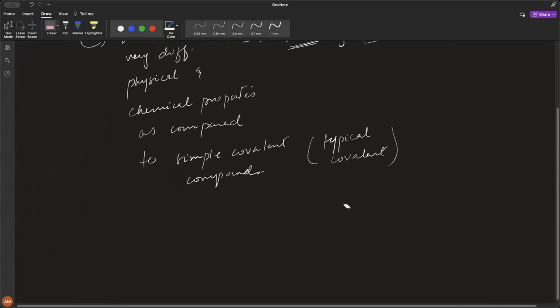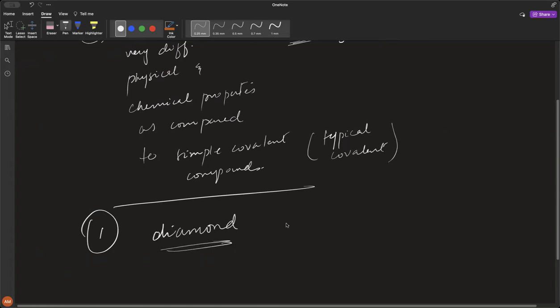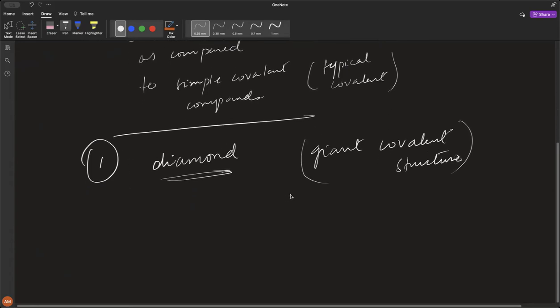All right, let's get into each of them. Let's start with diamond. Diamond is a giant covalent structure. One thing that we need to understand is that it is an allotrope. It is an allotrope of carbon.